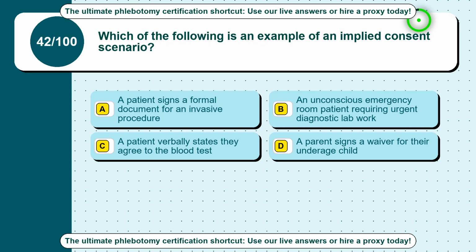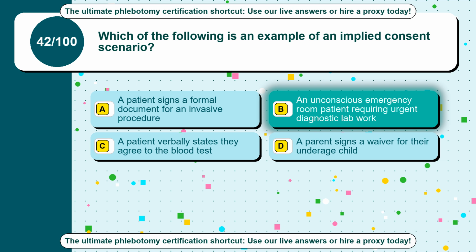Question 42. Which of the following is an example of an implied consent scenario? Option A, a patient signs a formal document for an invasive procedure. Option B, an unconscious emergency room patient requiring urgent diagnostic lab work. Option C, a patient verbally states they agree to the blood test. Option D, a parent signs a waiver for their underage child. The correct answer is option B, an unconscious emergency room patient requiring urgent diagnostic lab work.